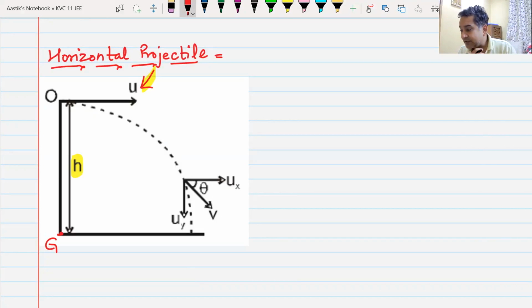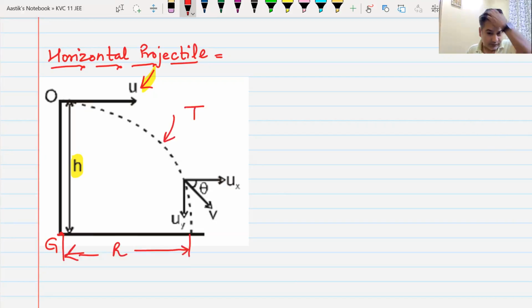So this type of projectile is known as a horizontal projectile. It will fall here. This will be known as its range R, where it hits the ground. Whatever time it takes will be known as the time of flight.